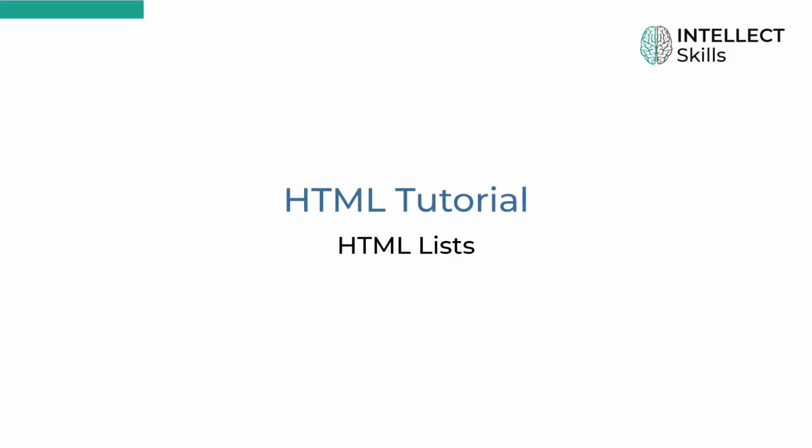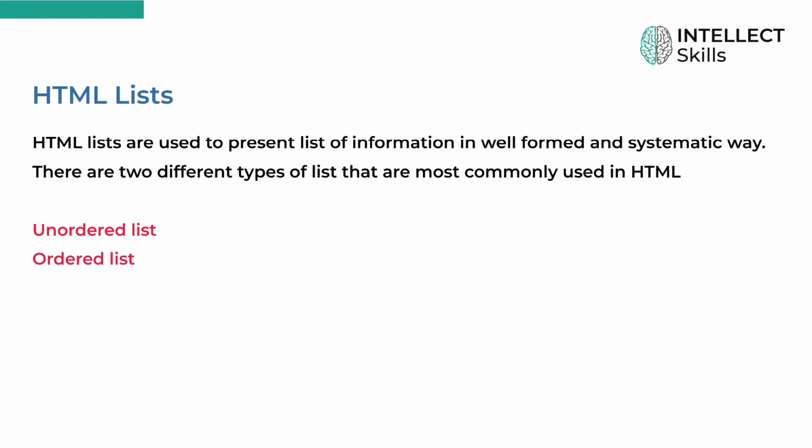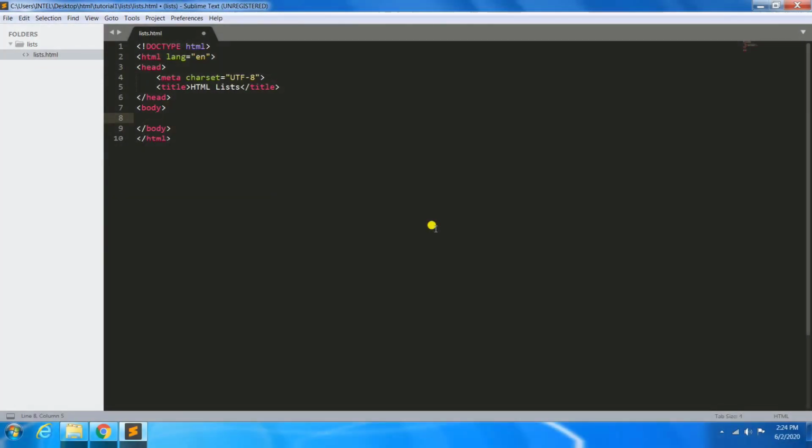In this tutorial, we are going to discuss HTML list. So let's begin. So, what are HTML lists? HTML lists are used to present list of information in a well-formatted and systematic way. There are two different types of lists that are most commonly used in HTML. The first is unordered list, and then we have the ordered list. So let's quickly check this on a text editor.